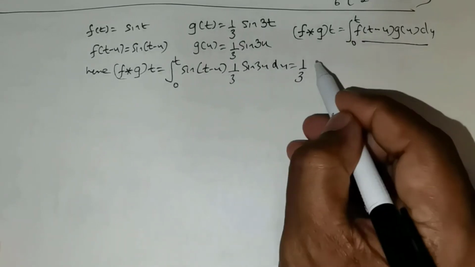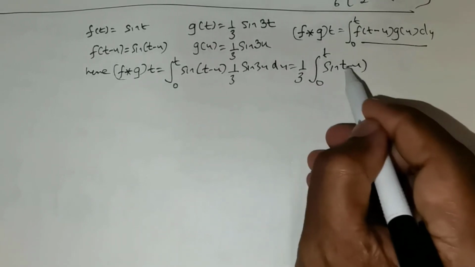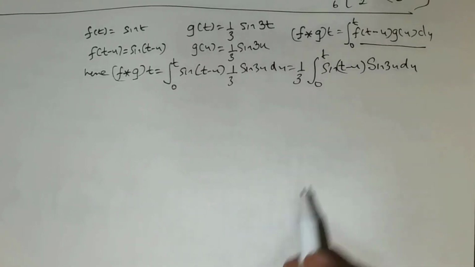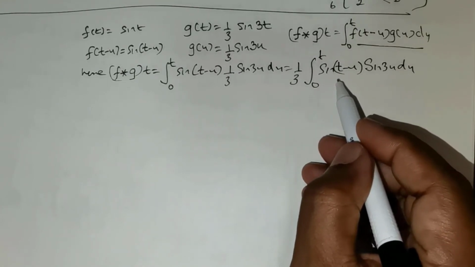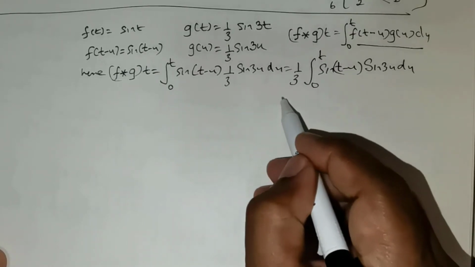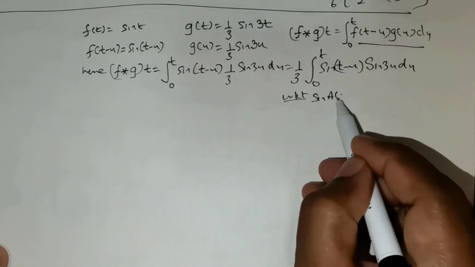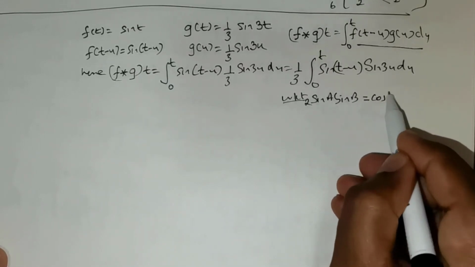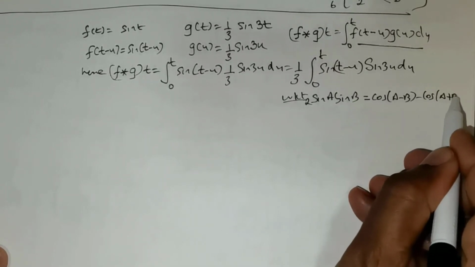I can rewrite this as 1 over 3 times integral 0 to t sine of t negative u times sine 3u times du. Now this is a product form, so I have to convert this into a sum or difference using the compound angle. Now I will be using this formula. So we know that 2 times sine A sine B is equal to cos of A minus B negative cos of A positive B.